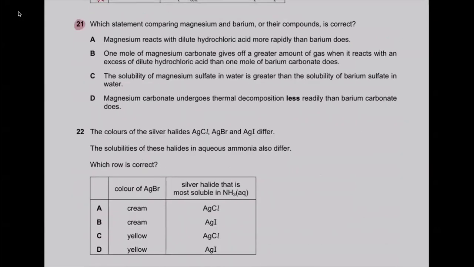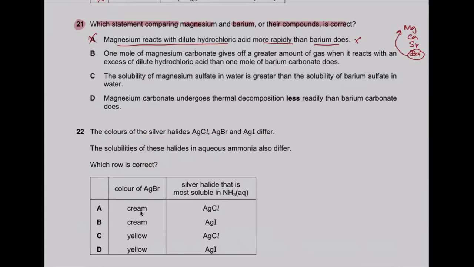Now MCQ 21. Which statement comparing magnesium and barium or their compounds is correct? Magnesium reacts with dilute hydrochloric acid more rapidly than barium does. No, because down the group, barium is below magnesium. Magnesium is over here, then we have calcium, then strontium, then barium. Barium is below, down the group. So barium is more reactive. So A goes wrong.